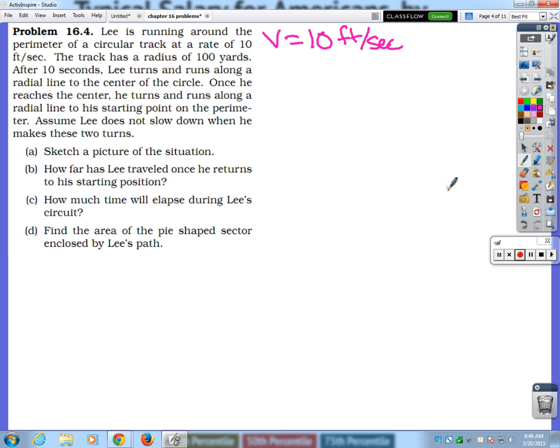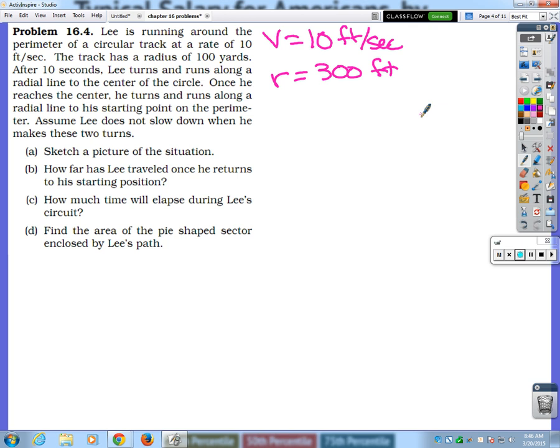You want to change the 10 feet? Wait, what do they want, the time? Good question. It does not say, so we can choose. Well, I would prefer to say that 100 yards is 300 feet, because then I have no doubt. Okay, so the track has a radius of 300 feet.